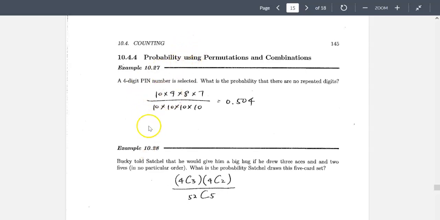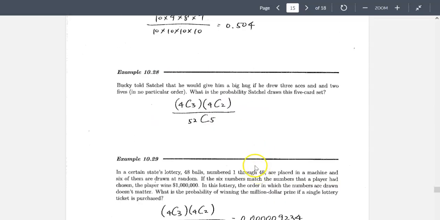Now, using probability with it: for a 4-digit PIN number, what's the probability there's no repeating digits? Well, the total possible is 10 times 10 times 10 times 10. Now, what are the chances there's no repeating digits? That means 10 times 9 times 8 times 7, because that means no repeating. You divide, and you get about a 50% chance.